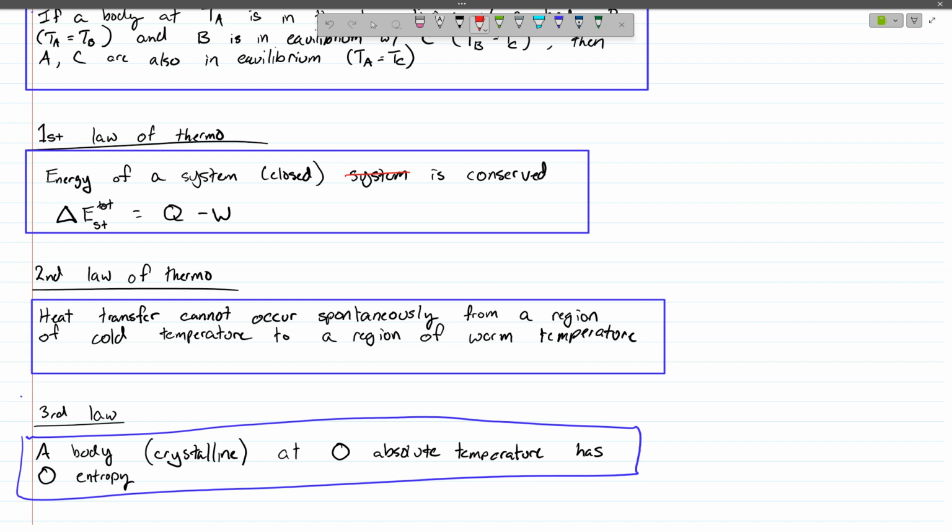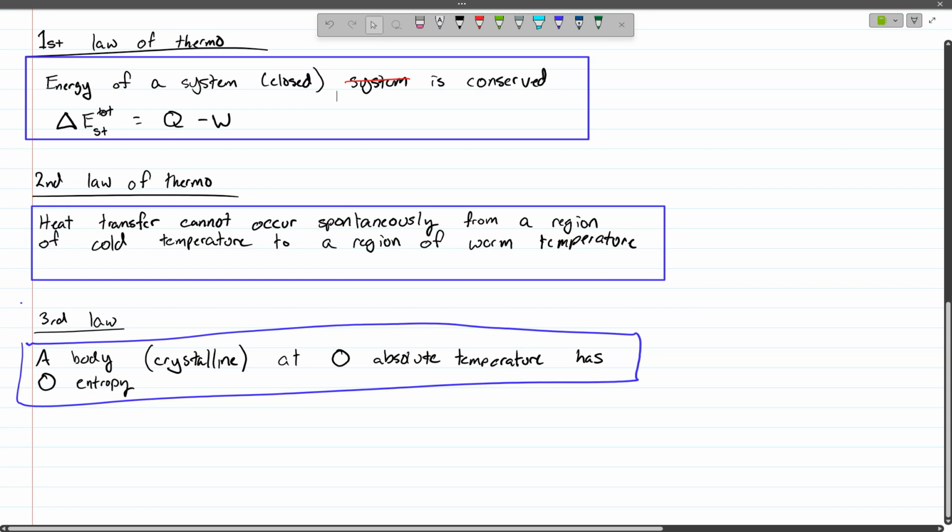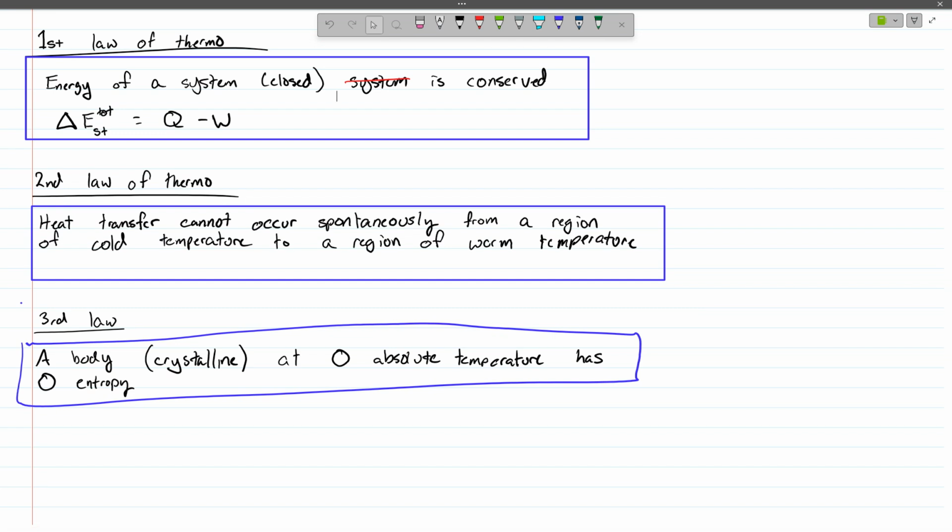So last semester in fluids, you learned the concept of control volumes. Previous to that, in thermo, you learned about closed systems. You may have talked a little bit about open systems as well. I want to try to combine these notions under one umbrella.